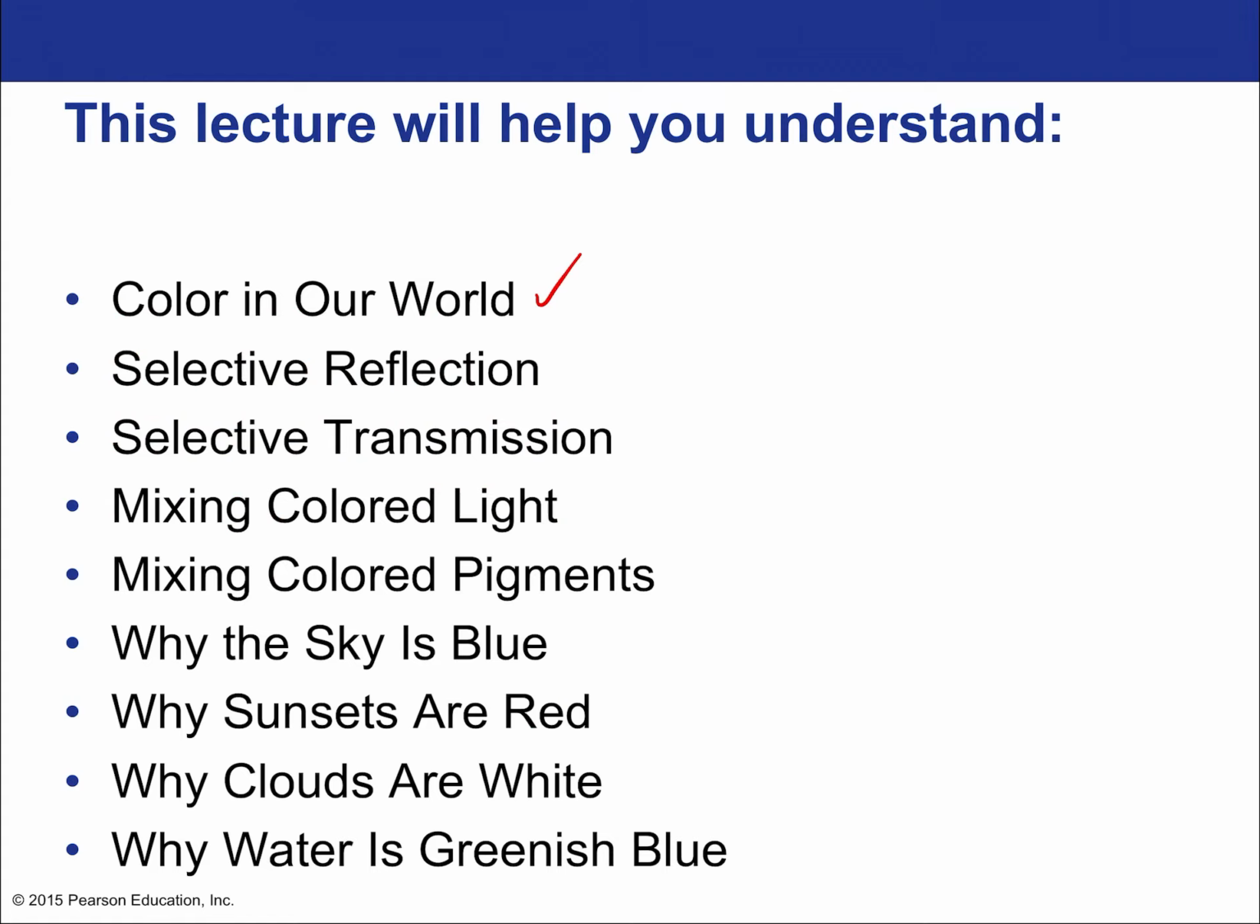Then we'll talk about selective reflection. This will be a big one to explain why certain things are certain colors. Selective transmission, which, we've talked a bit about transmission already, so it'll be kind of a review as well. We're going to be talking about mixing colors, pigments, and then a couple of interesting explanations. Why is the sky blue, and why are sunsets red, and why are clouds white? All right. Oh, and why is water greenish blue?